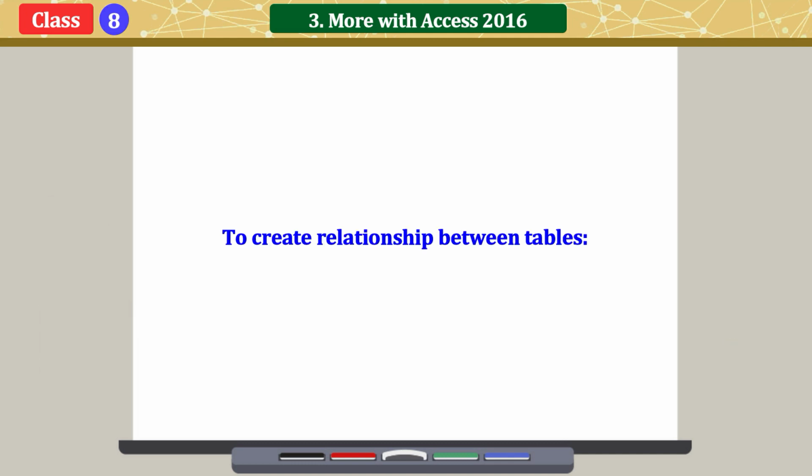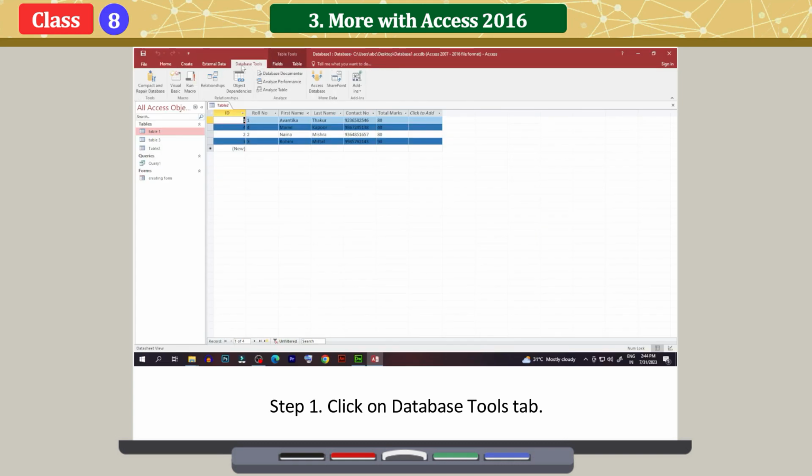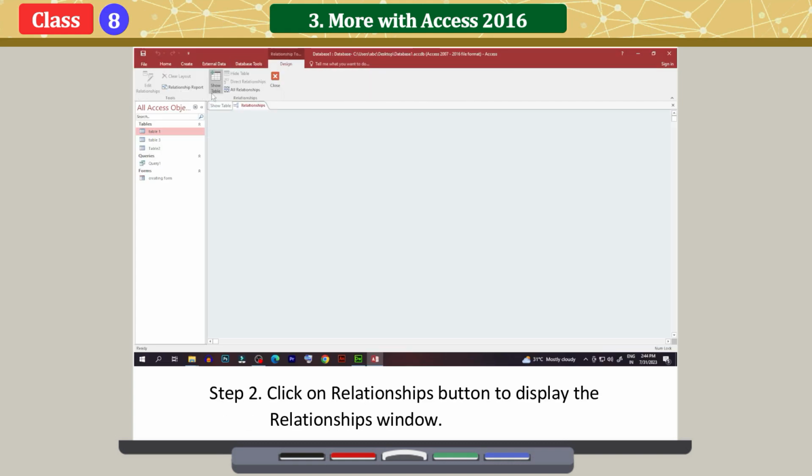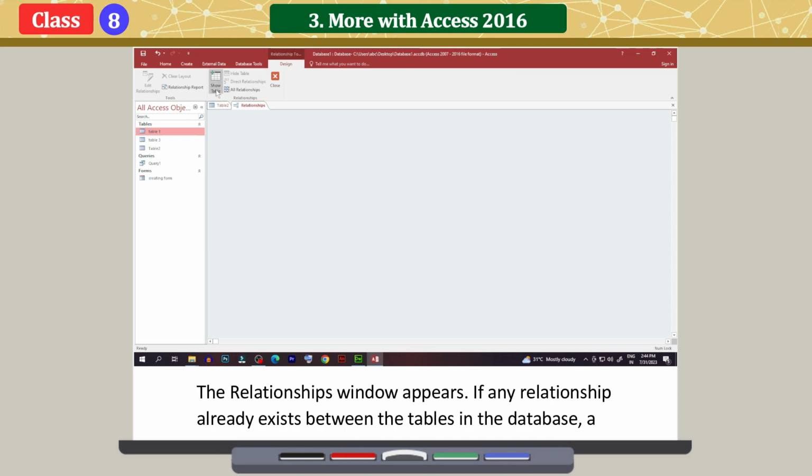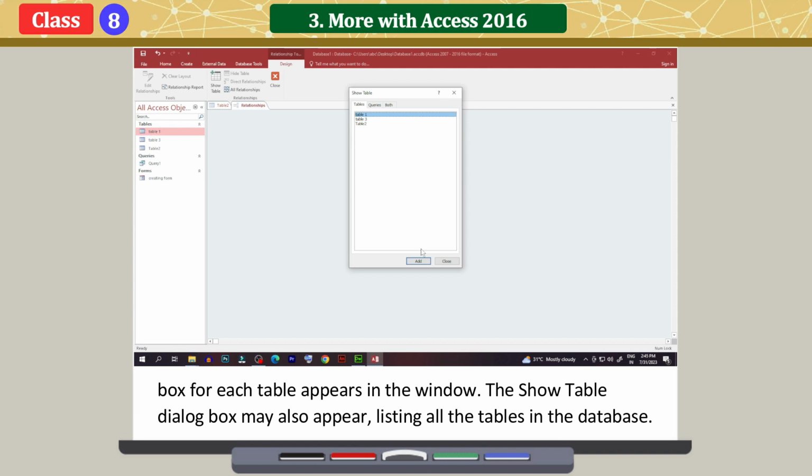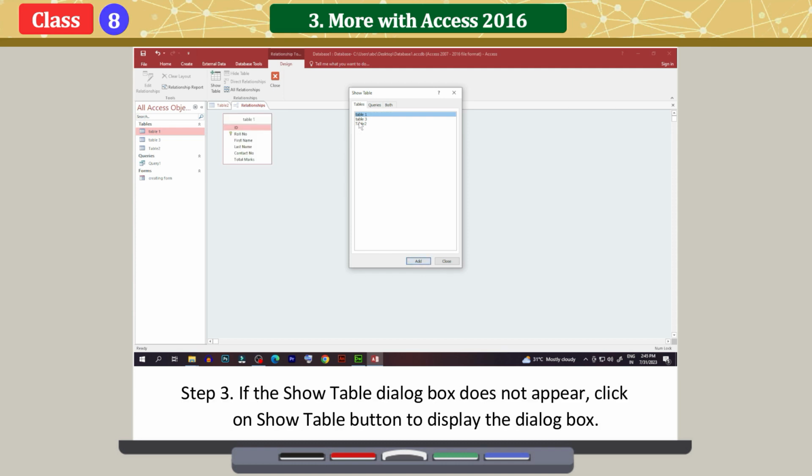To create relationship between tables, click on Database Tools tab. Click on Relationships button to display the Relationships window. The Relationships window appears. If any relationship already exists between the tables in the database, a box for each table appears in the window. The Show Table dialog box may also appear, listing all the tables in the database. If the Show Table dialog box does not appear, click on Show Table button to display the dialog box.